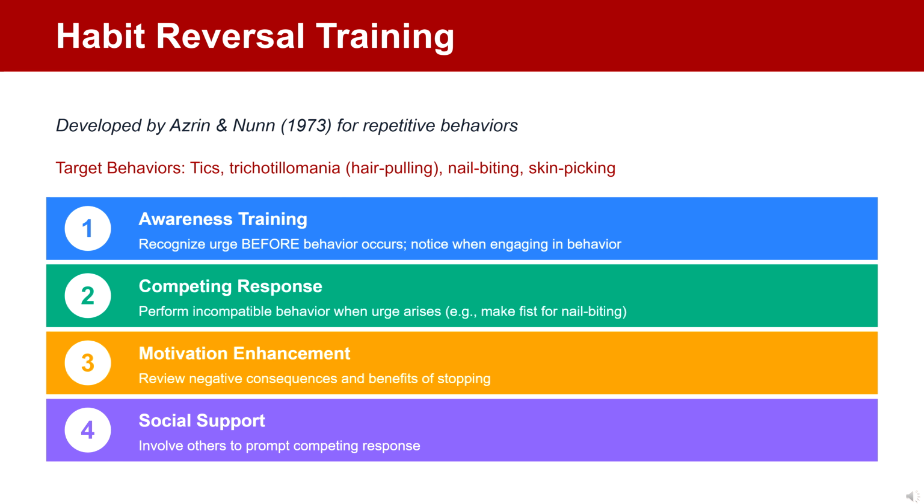Competing response training involves performing an incompatible behavior when the urge arises. For nail biting, you make a fist. Can't bite your nails if your hand is in a fist. Motivation enhancement involves reviewing the negative consequences of the behavior and benefits of stopping. Social support means involving others to prompt the competing response. It's elegantly simple and remarkably effective for these specific problems.